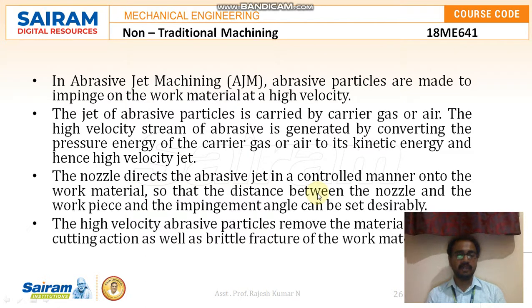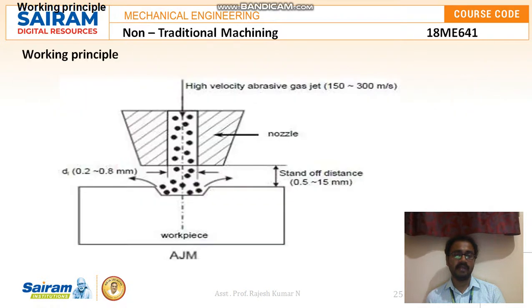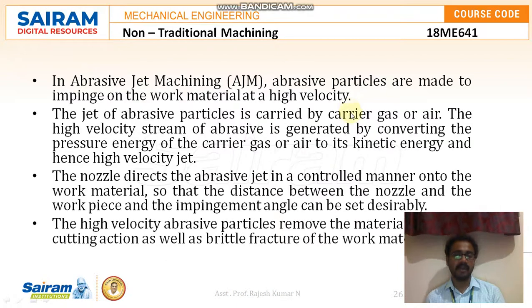So in the abrasive jet machining process, abrasive particles are made to impinge on the work material at a high velocity, and the jet of abrasive particles is carried by a carrier gas or air. Here, very important: instead of water, sometimes even gases can be used. Usually water is also recommended, but in recent days they use a carrier gas or air. Carrier gas usually means carbon dioxide or oxygen.